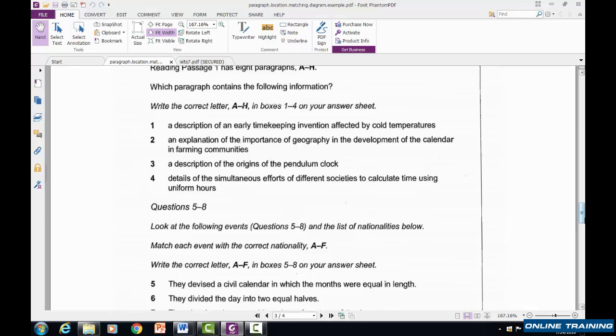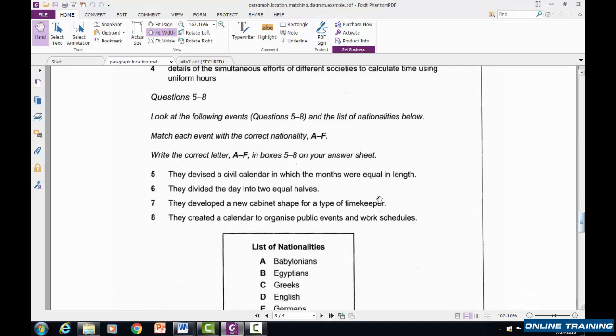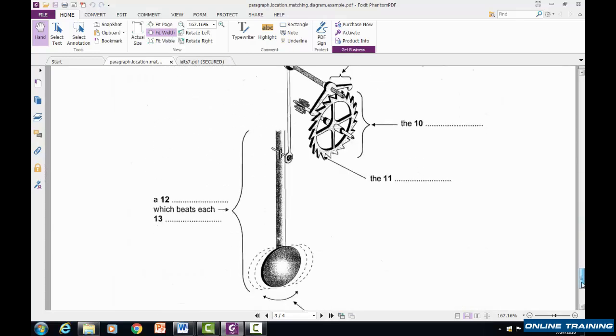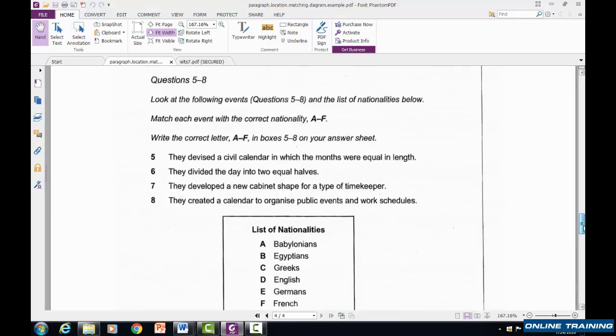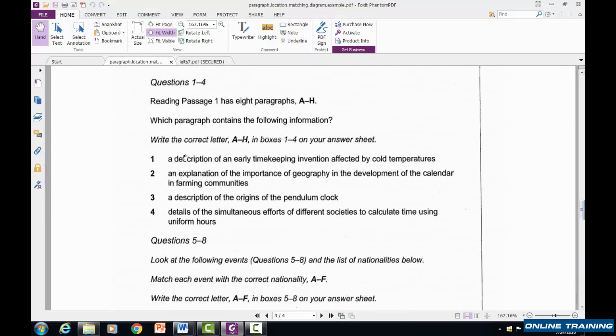What we would do is we would do the matching question first, and then we would do the diagram question. And then we go back and do the paragraph location question, numbers 1 through 4.